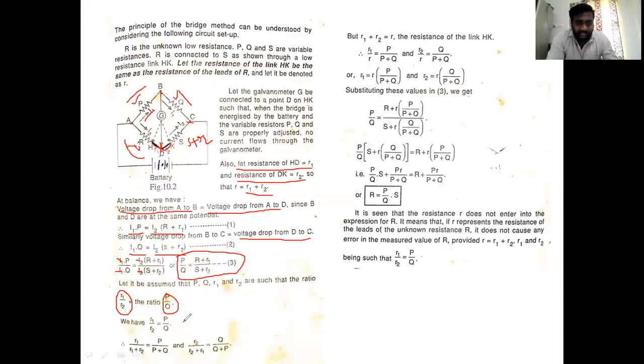If I add 1 to both sides, r1 divided by r2 plus 1 and P by Q plus 1, I have added plus 1 on the LHS and plus 1 on the RHS. Then r1 divided by r1 plus r2 is equal to P by P plus Q, and r2 divided by r1 plus r2 is equal to Q by P plus Q. We are very familiar that small r1 plus r2 is equal to small r. So if we substitute, the new expression is small r1 divided by small r is equal to P by P plus Q, and small r2 divided by small r is equal to Q by P plus Q.